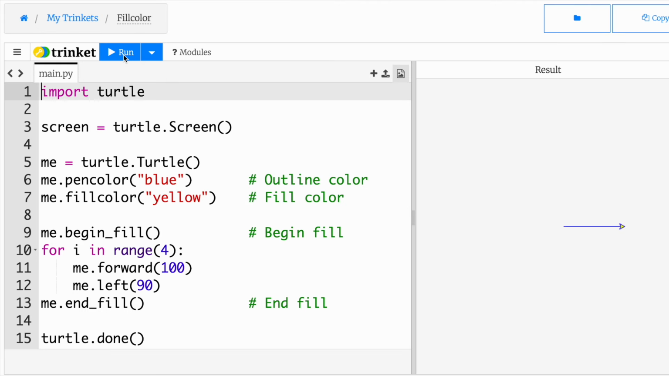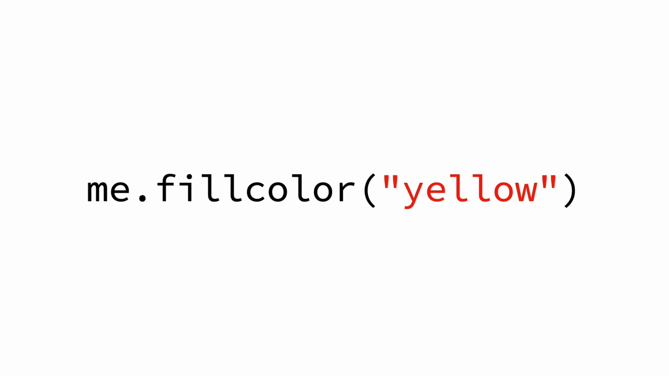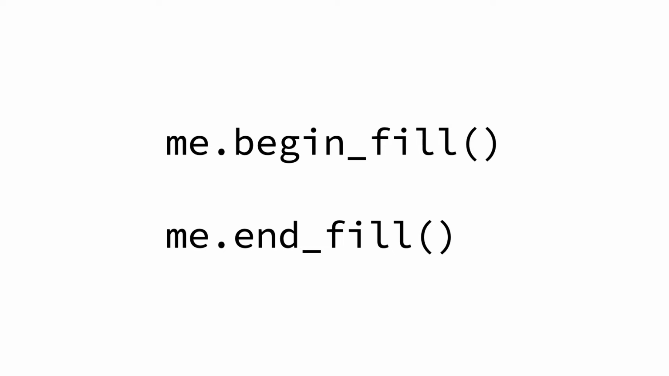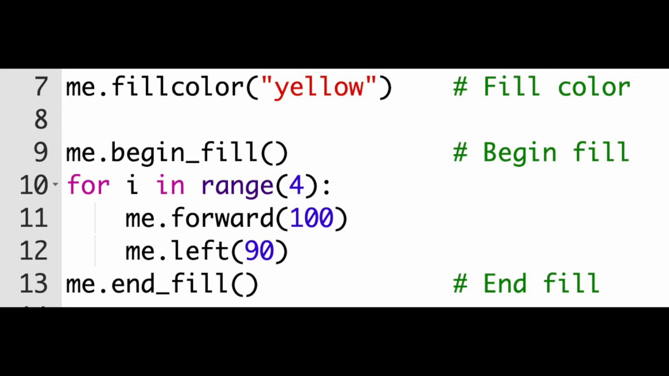Step 2. Fill color. Now let's add some fill color to the shape. We tell the turtle what color to fill using me.fillcolor, yellow. And to apply the fill color, we use 2 commands: begin fill, end fill. Everything the turtle draws between these 2 lines will be filled. So now, the turtle draws a square with a blue outline and a yellow inside.